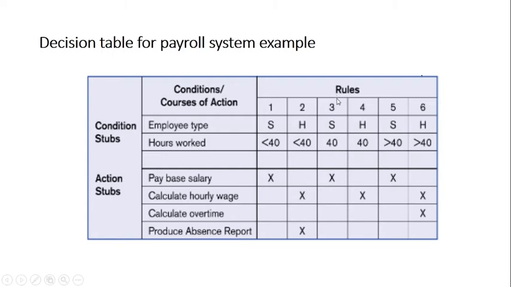So now what are the rules? Rules are the condition entries, right? Employee type is salaried, S, or H for hourly worked, right? Now see, we have written this 6 times because we have to take multiple permutations and combinations of this, right? So number of hours worked had 3 criteria: greater than 40, less than 40, and equal to 40, right?